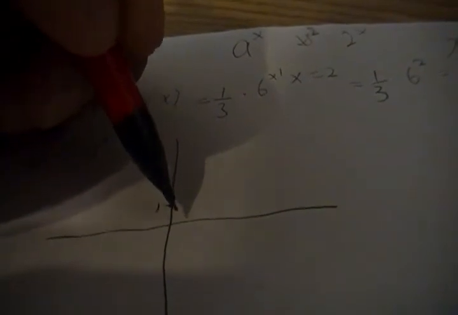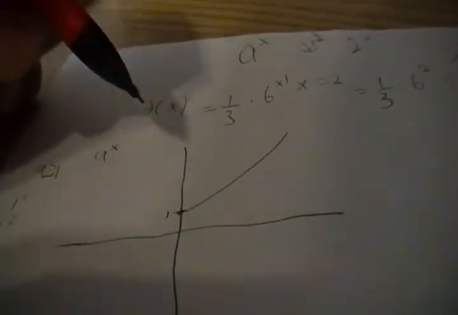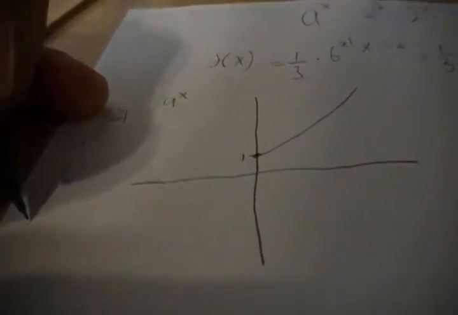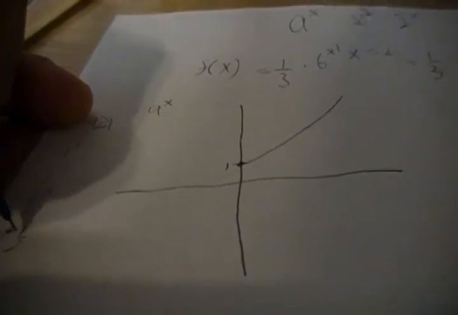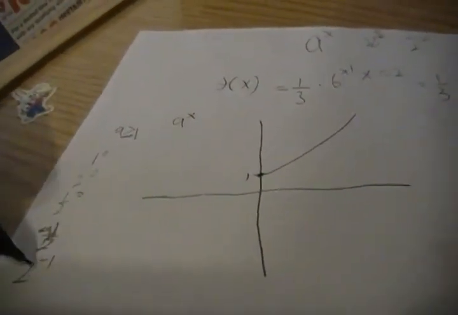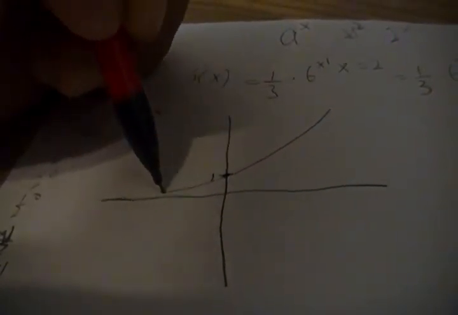Alright, if you go towards the positive side, the right side, the function increases like so. And if it goes to the negative side, so if you have something like 2 to the negative 1, this becomes a fraction, so the value gets less and less. When you go to negative infinity, you're getting closer and closer to 0, but you don't touch 0. So this is how an a to the x exponential function looks.